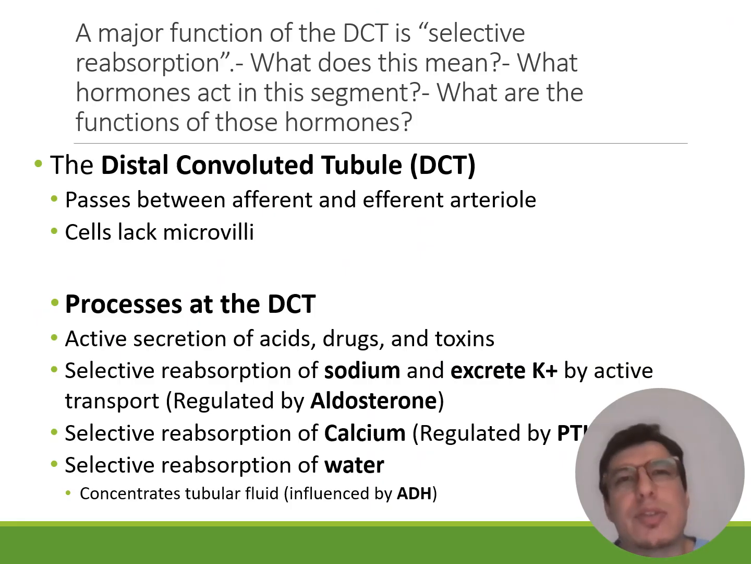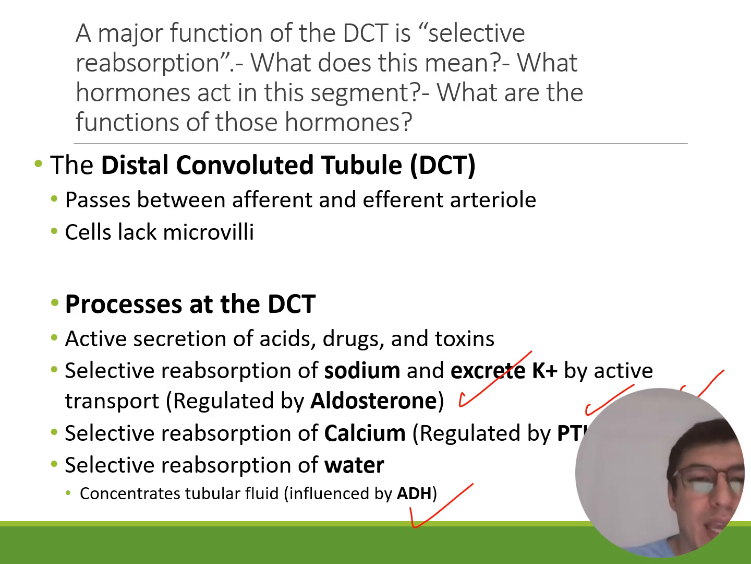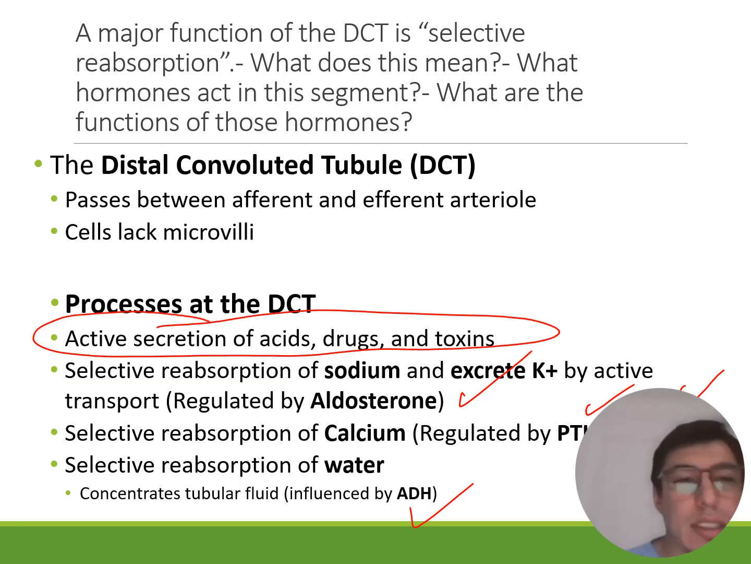A major function of the distal convoluted tubule is selective reabsorption. What does this mean? It means that we have hormones that are leading to changes in the reabsorption. So if we have aldosterone, we will have an increased absorption of sodium, and we will excrete potassium. We also have selective reabsorption of calcium, and that is regulated through PTH and calcitriol. We also have selective reabsorption of water through antidiuretic hormone. And here is where we get rid of a lot of the acids, drugs, and toxins.